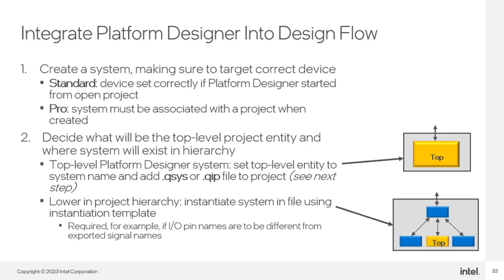Next, decide what should be the top-level entity in your project and where the Platform Designer system exists in the project hierarchy. If the system itself is to be the top-level entity for the project, specify the name of the system as the top-level design entity name in the Intel Quartus Prime project. If the system will be lower in the project hierarchy, use the instantiation template discussed earlier to instantiate the system at the correct location. If the I/O pin names are to be different from the names of the signals exported from the system, you'll need to do this, essentially creating a wrapper to translate the system's exported signal names into the desired I/O pin names.